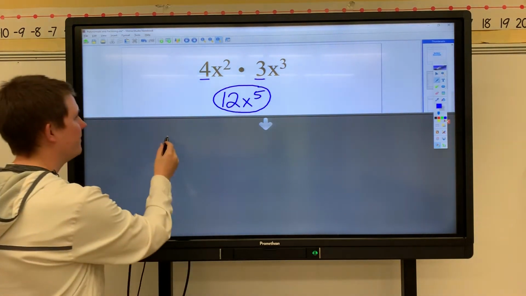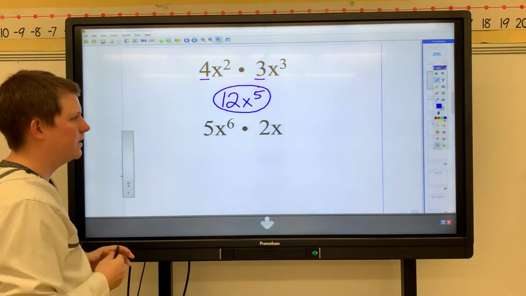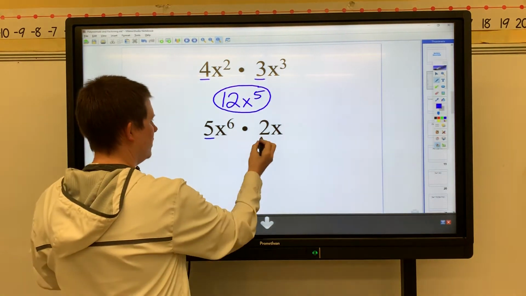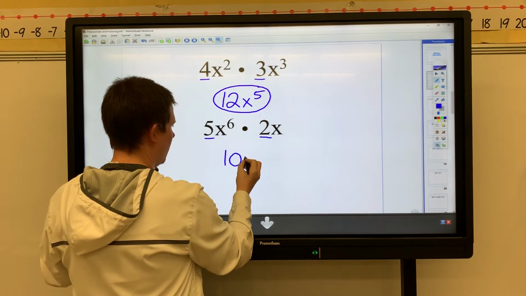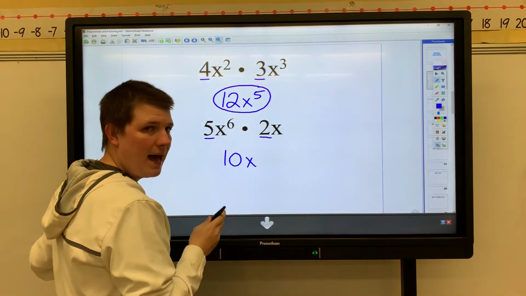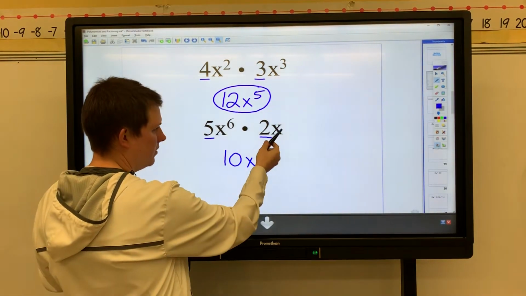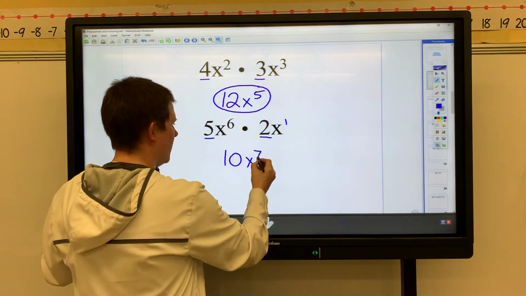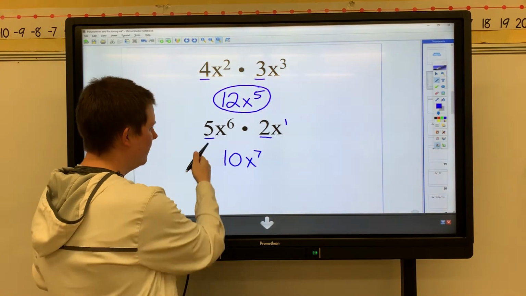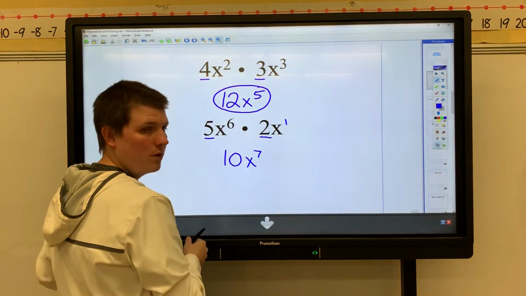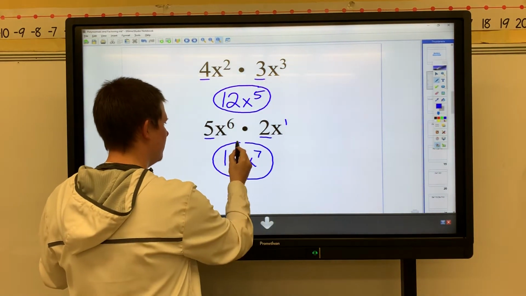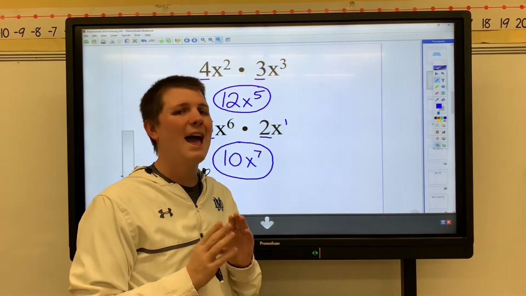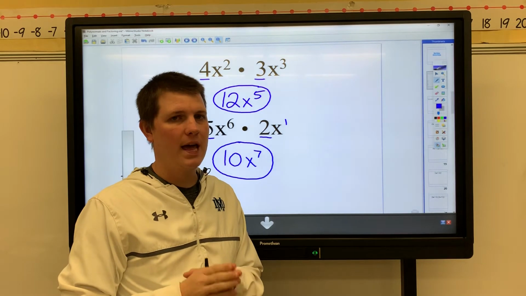Let's look at another one. 5x to the sixth times 2x. We're going to multiply the 5 and the 2. That makes 10. We keep the x. And now we add the exponents. Now here's a 6, but there's not anything here. Remember, there's a 1. So 6 plus 1 is 7. So it would be 10x to the seventh. 5 times 2 is 10. 6 and 1 makes 7. So when multiplying, we multiply the coefficients and we add the exponents. Make sure we add the exponents.